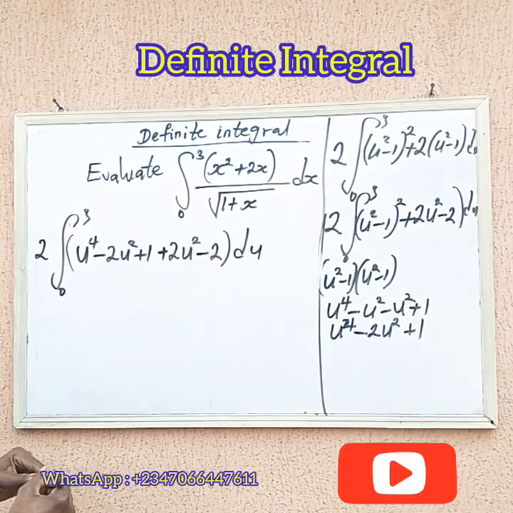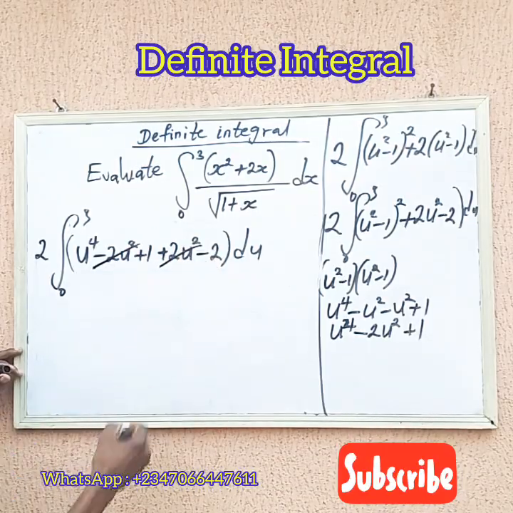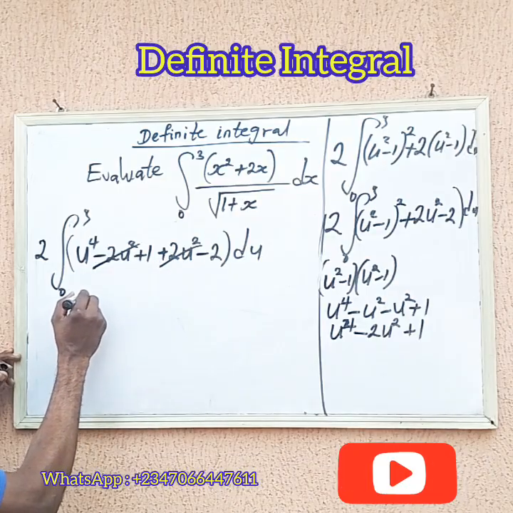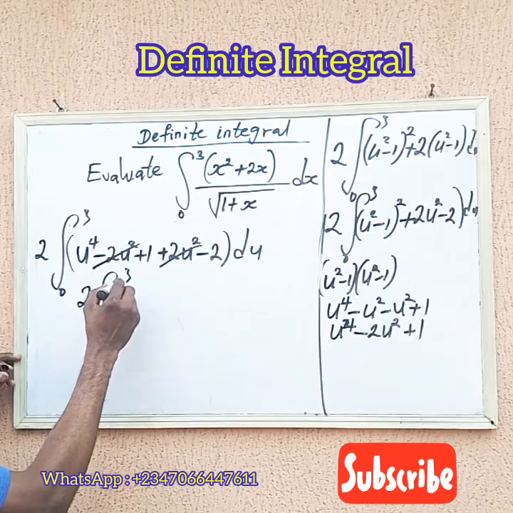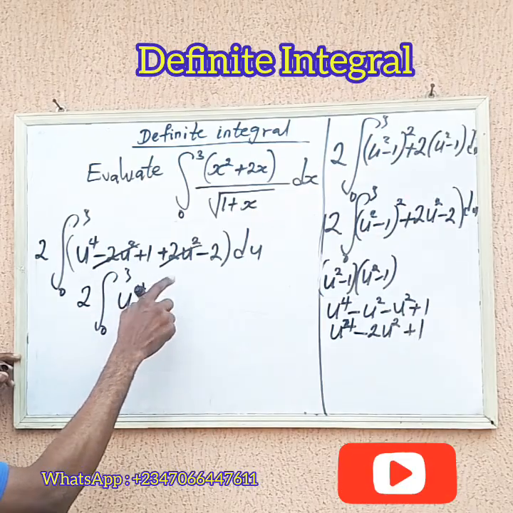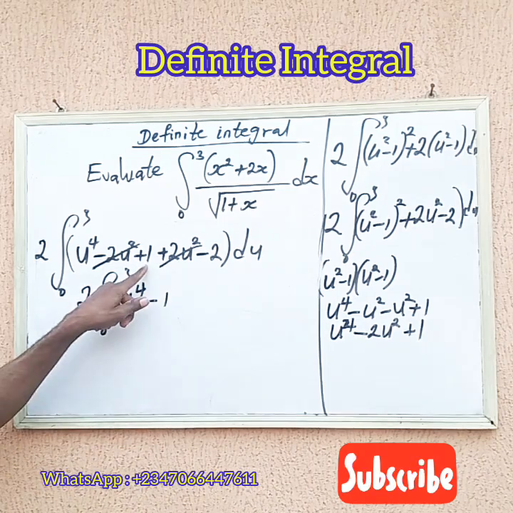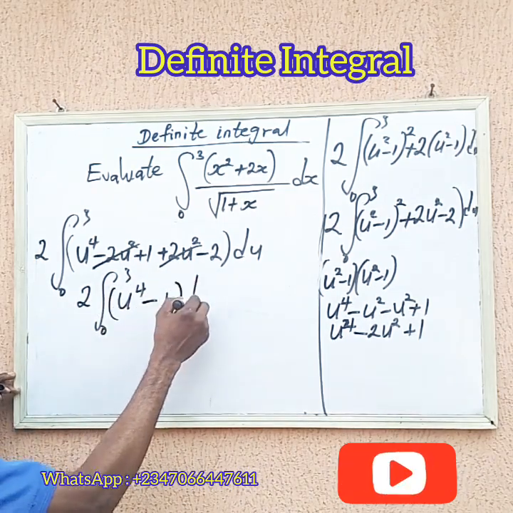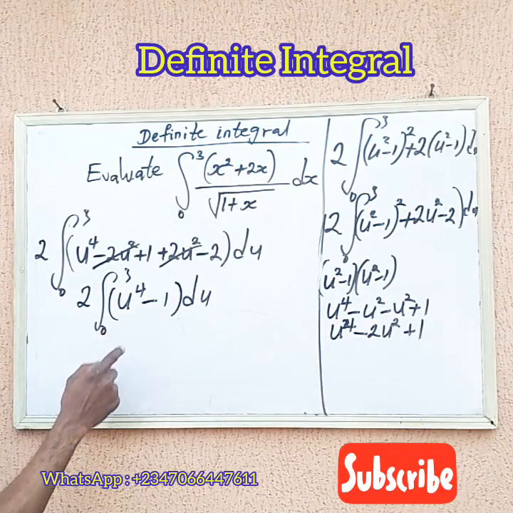Okay. Now let's simplify. This one and this one will go. This one and this will go. We have plus 1 minus 2. So that we now have what? 2, the integral 3 to 0 of u raised to power 4, then minus 1. I think that's what we are going to have. This one minus this is 4 minus 1, then du. Good. So let us integrate now. We can now integrate further.